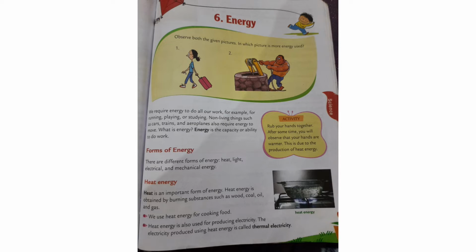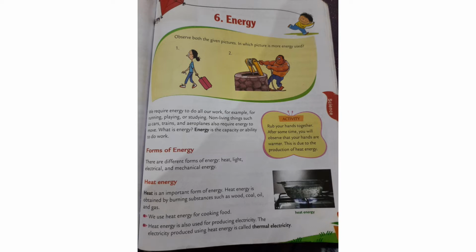Forms of energy. There are different forms of energy: heat energy, light energy, electrical energy, and mechanical energy. Let's learn heat energy. Heat is an important form of energy. Heat energy is obtained by burning substances such as wood, coal, oil, and gas. So when we burn substances like wood, we get heat. When we burn coal, we get heat. And when we burn gas and oil, we get heat.